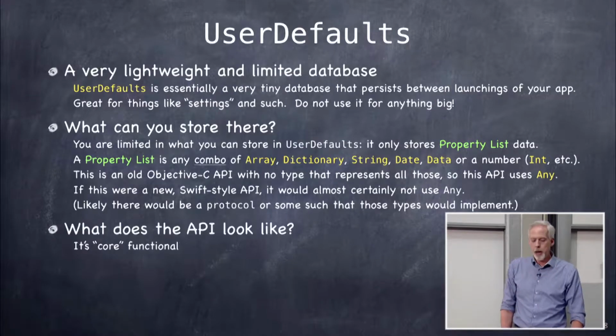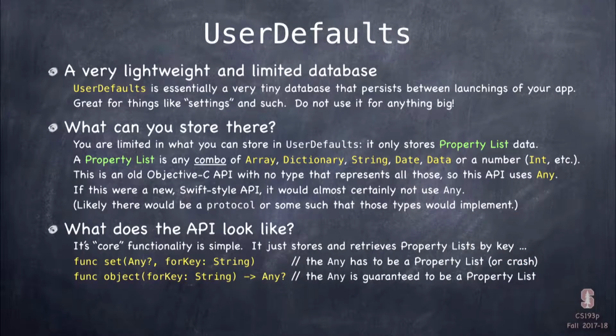All right? So what does the API look like to put things in there? Very simple. It's got two main methods here. Set, with a property list as the argument, for a key. Okay? And then object for a key that returns a property list. The reason that's an any right there is that there's really no other type that would represent a property list.